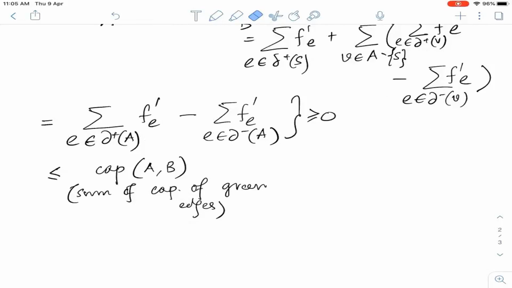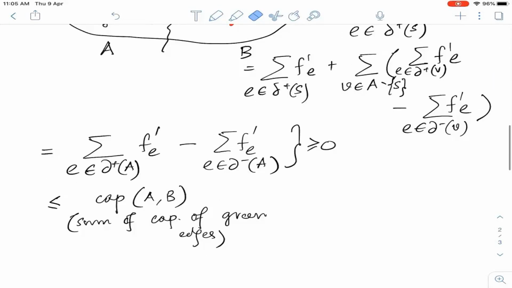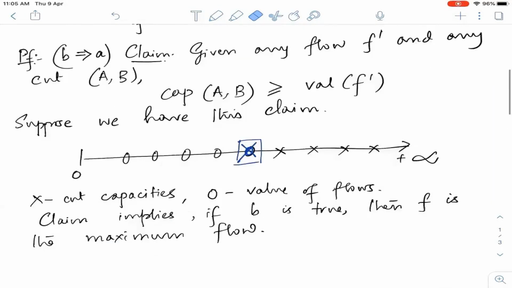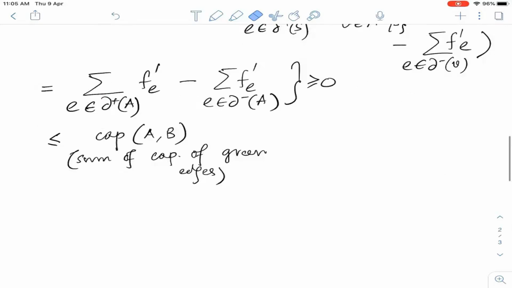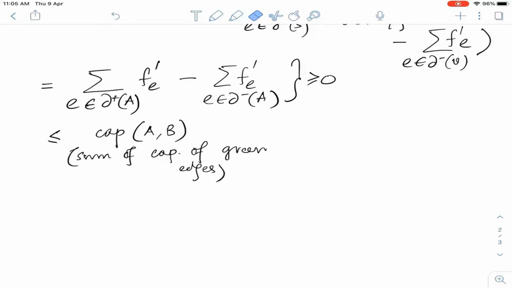Okay, questions? So that proves our claim. And the claim, as we said, proves that B implies A. Any questions about this? So this plus the cartoon implies B implies A.